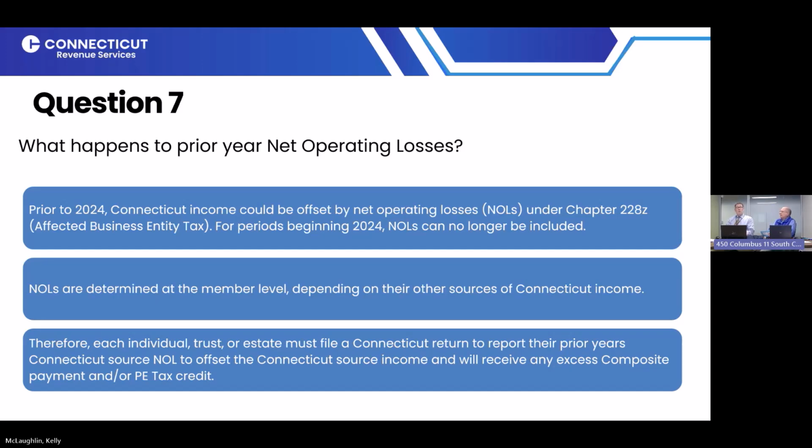NOLs are determined at the member level, depending on their other sources of Connecticut sourced income. Therefore, each individual or trust or estate must file their Connecticut return to report their own prior year Connecticut sourced NOL, and that would be used to offset the Connecticut sourced income. And then that trust or individual or estate would receive any excess composite payment and/or CT PE tax credit.